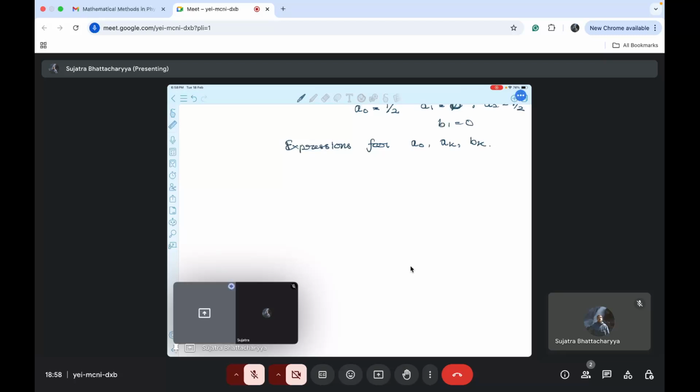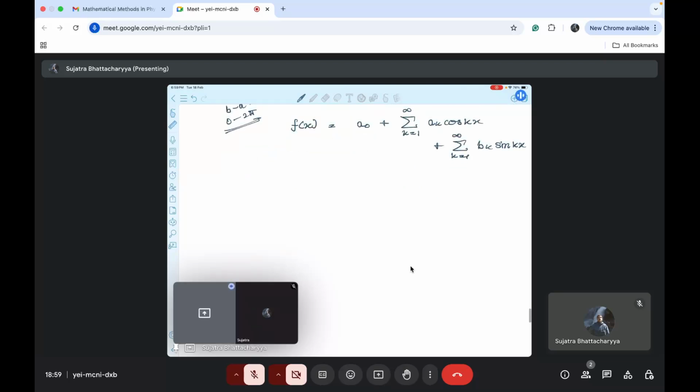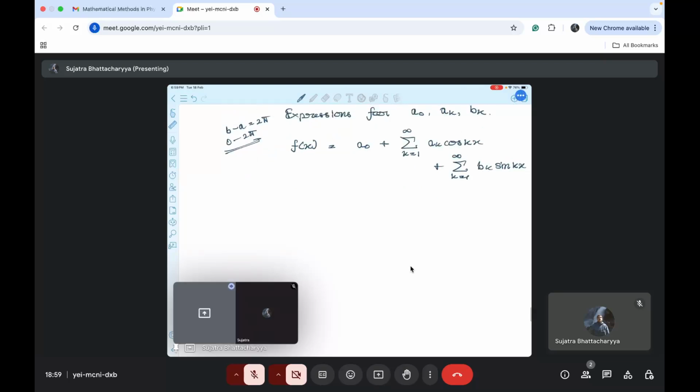Fine. Let's take the example for f of x. We'll take that b minus a is equal to 2 pi, so the interval is 0 to 2 pi. So f of x can be written as a naught, I'm not writing a naught by 2 here, plus the sum from k equal to 1 to infinity of a_k cos kx, we know that from 0 to 2 pi it will become like this, and the sum from k equal to 1 to infinity of b_k sin kx.